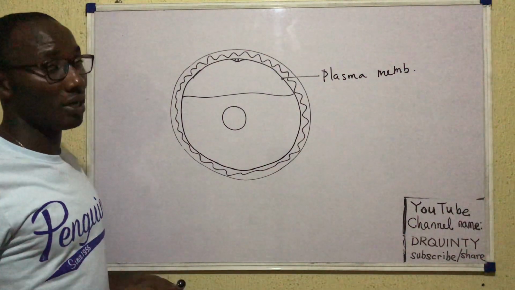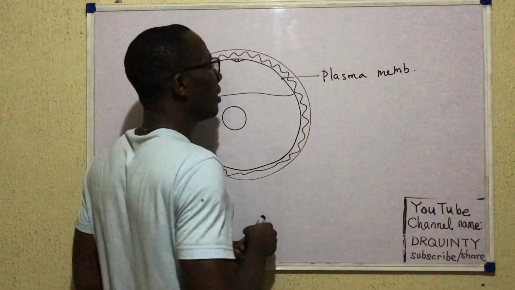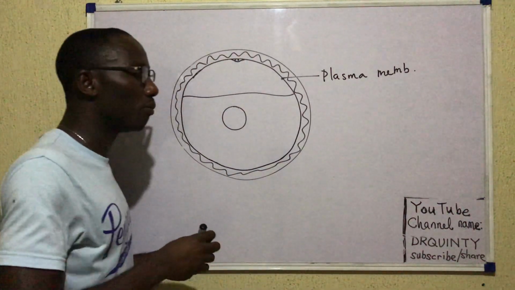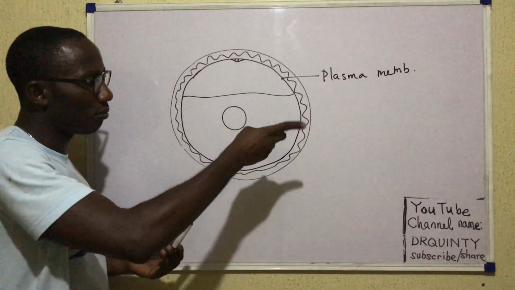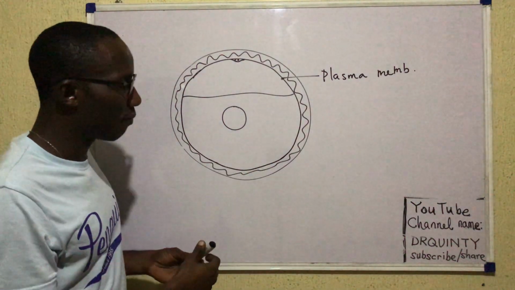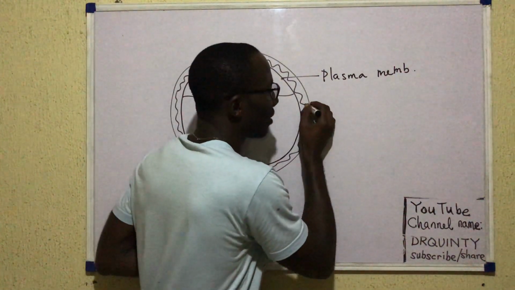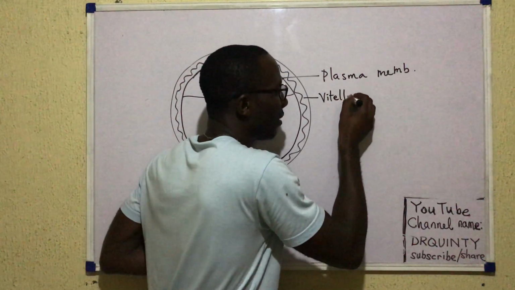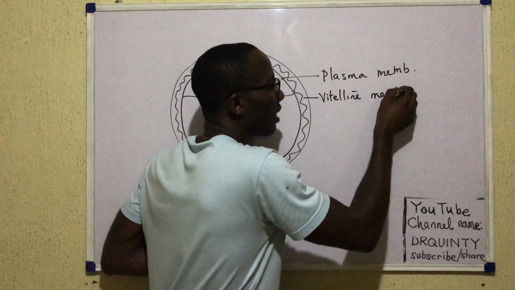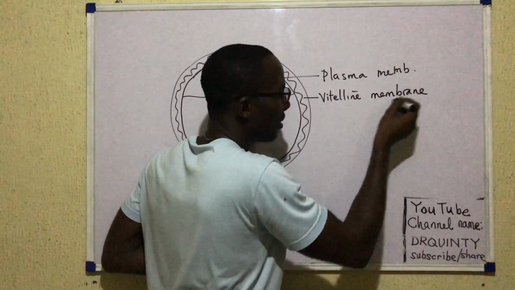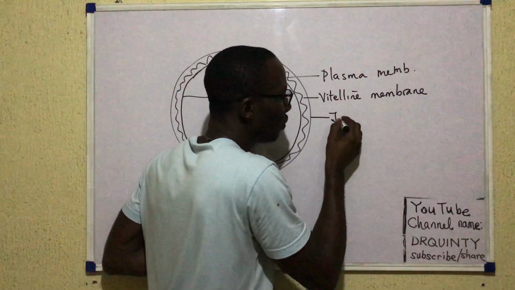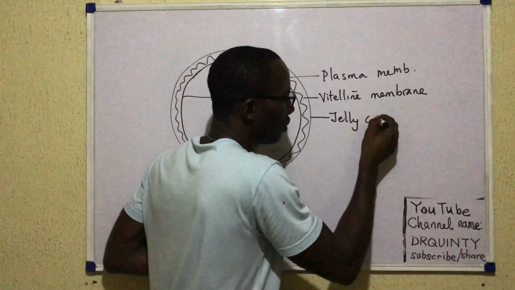surrounding animal cells. And then there's another one here, where I have put the line. You see that zigzag I've put there? That thickness represents the second membrane, which we'll call the vitelline membrane. Then after the vitelline membrane, or outside it, there is a glycoprotein coat that we call the jelly coat.